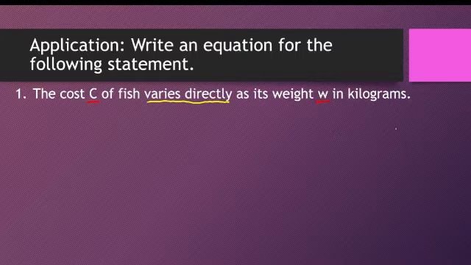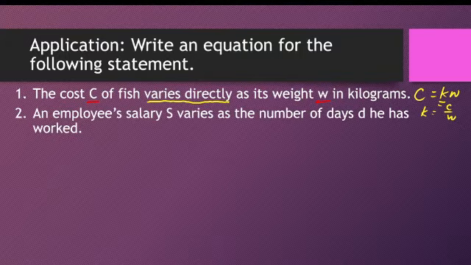So the equation will be C equal to KW. Let's not forget the constant. Then, to get the constant, K equals C over W. Okay, that's all there is to it. The one isolated is the variable beside K.